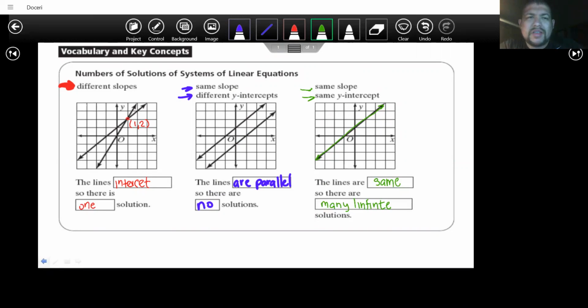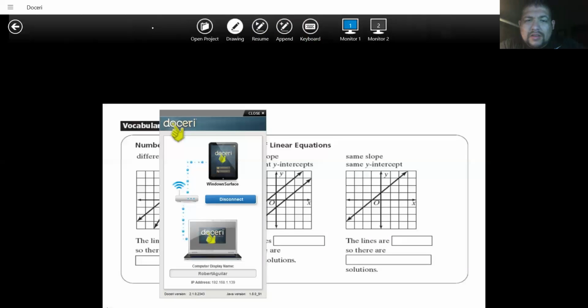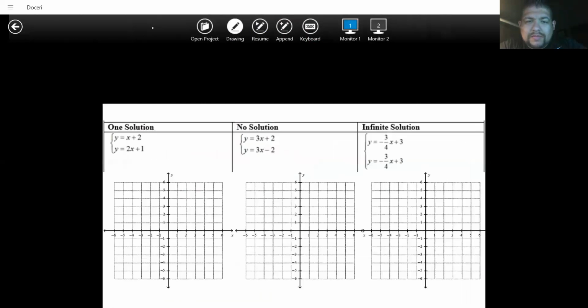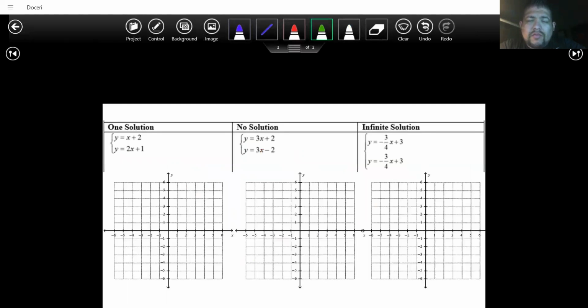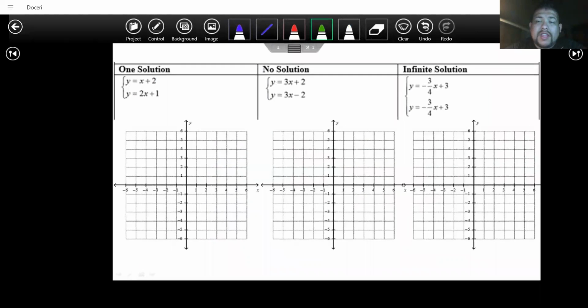Okay, so here we go. Sorry about that. Let's do this. So the first one right here, you guys have these boxes, so go ahead and pause the video and continue to write. We're going to look at this by graphing our equations and see what it gives us.